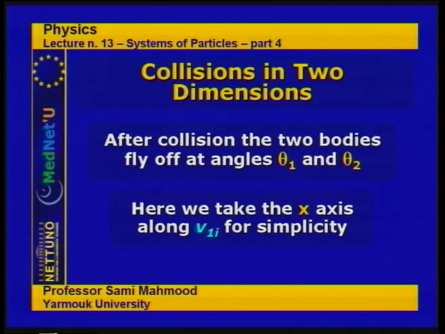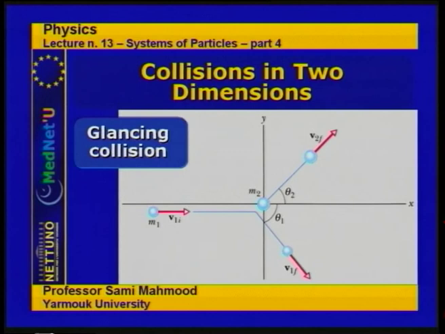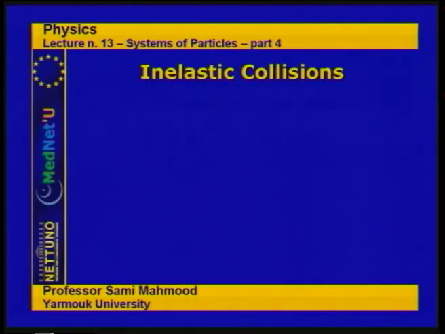Just for simplicity, this will simplify the analysis of the problem, but it doesn't matter even if we choose the x-axis in a different direction, as long as we take into consideration the right components, we are fine. And this is the problem of the glancing collision. As we mentioned, m1 is striking with v1 initial, is striking m2 at rest, and then the two particles fly off with angle θ1 and velocity v1 final, and θ2 with velocity v2 final after collision.